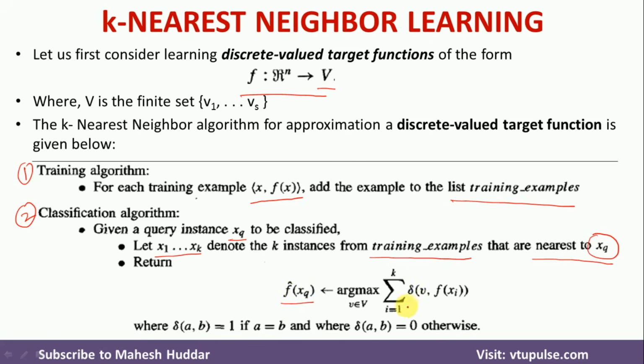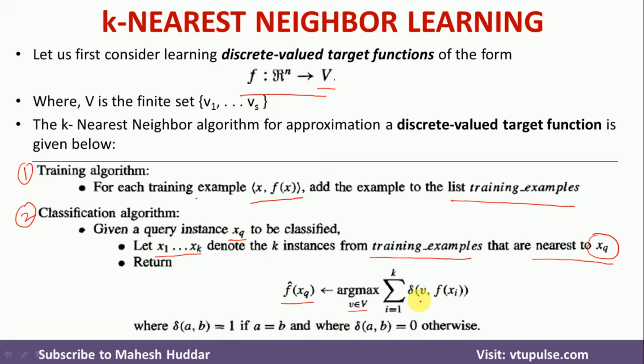Now this function is argmax of v belongs to V, summation of i equal to 1 to k, delta of v comma f of xi. So what is this argmax? This function is evaluated based on the number of values present in V. For example, if we have two values, it will be evaluated 2 times, and then based on the value we will assign one of the values to the new example. If the number of values present in the target is 3, then it will be evaluated 3 times. Based on that value, again we assign one label to the new example.